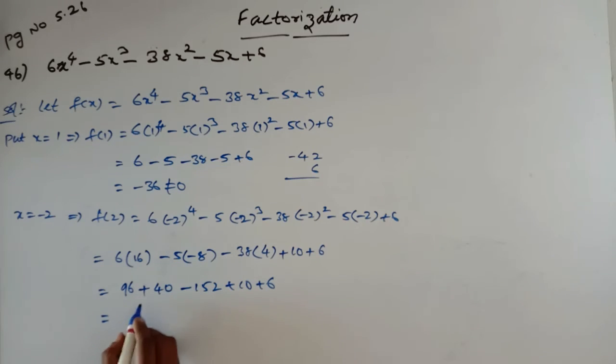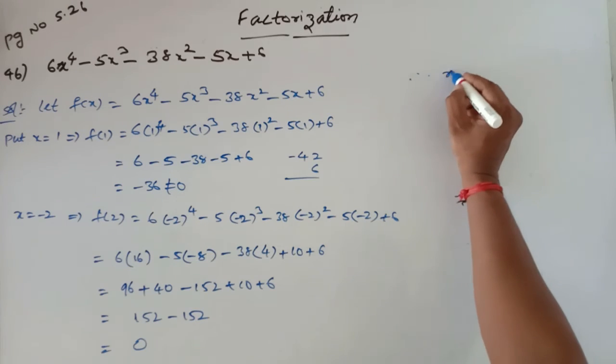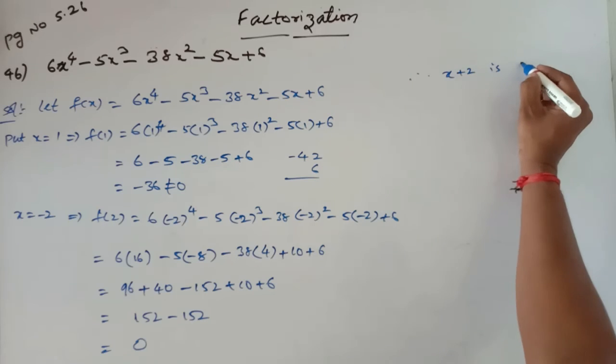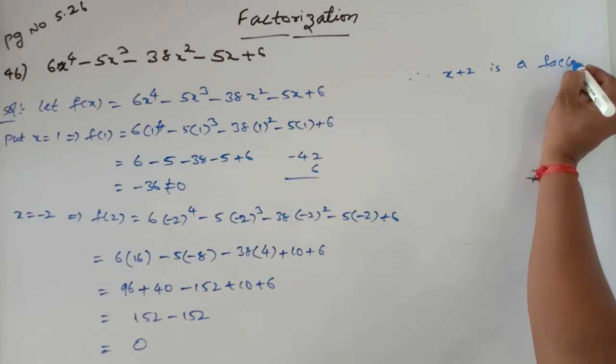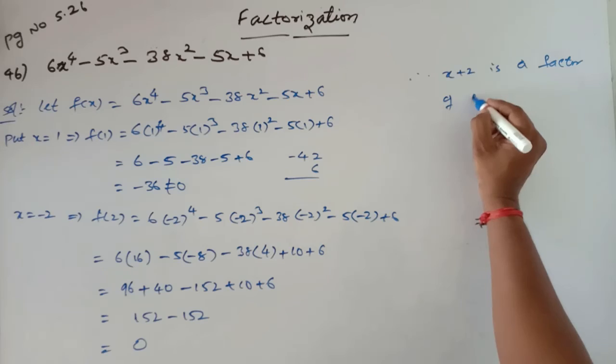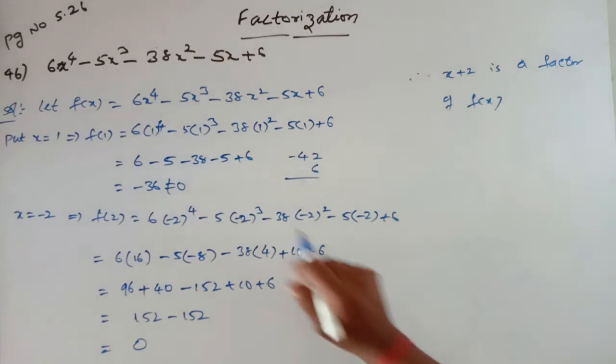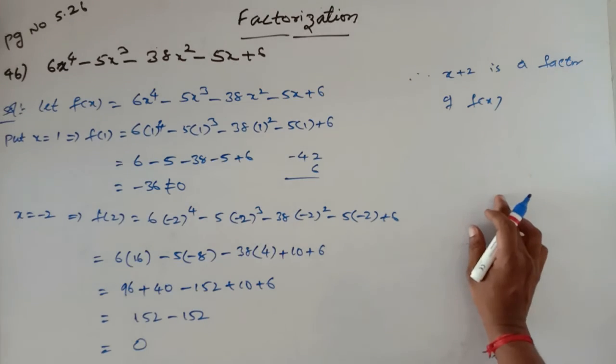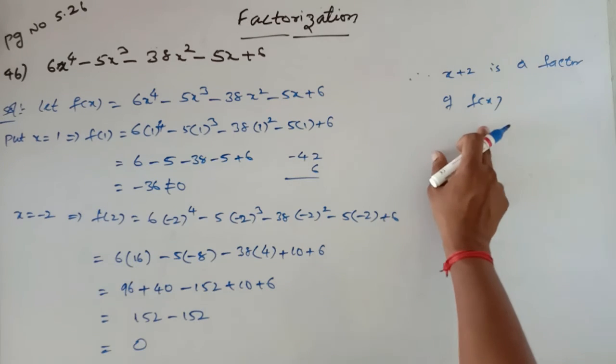That's equal to, the total value is 152 minus 152, equal to 0. Hence x plus 2 is equal to 0, that is x equal to minus 2, that implies x plus 2 is a factor of f of x, where f of x is equal to 6x to the power of 4 minus 5x cube minus 38x square minus 5x plus 6. So this is a factor.